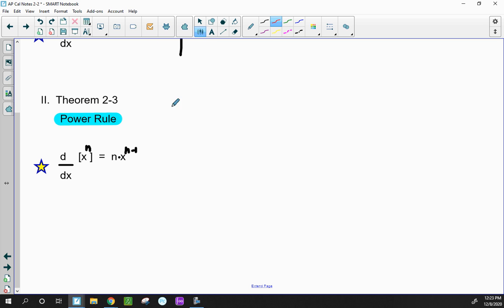Theorem 2.3 is on the power rule. Power rule is basically similar to what I shared with you in pre-cal last year. Find the derivative with respect to x of x to the nth power. You will take the power on the variable and you will multiply it, so it now will become the coefficient of your term, n times x to the n minus 1, and you'll subtract 1 from the power.